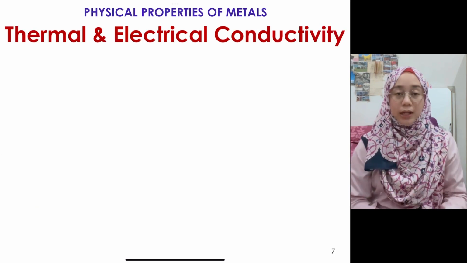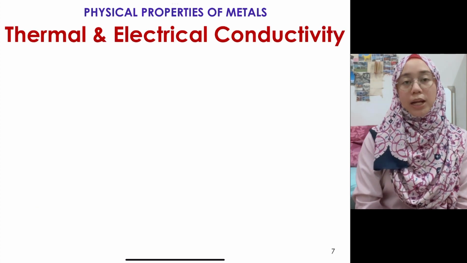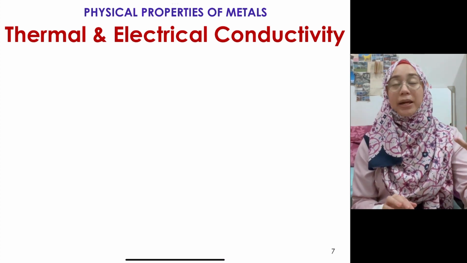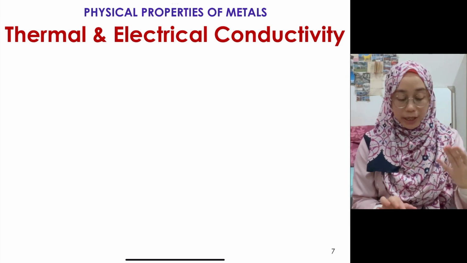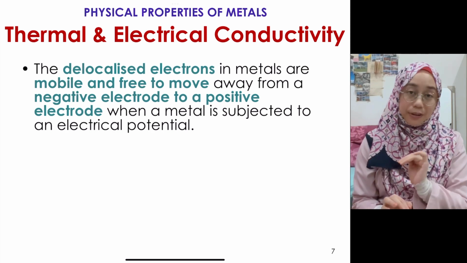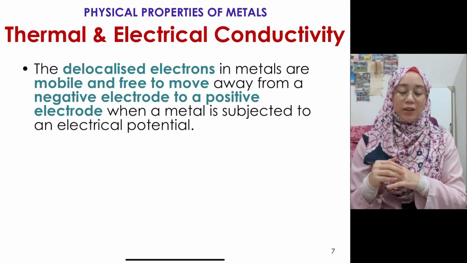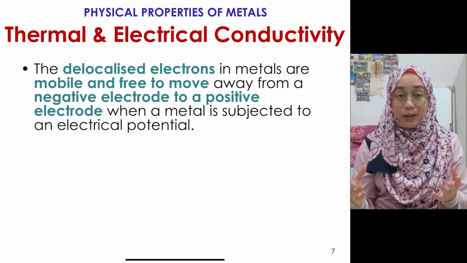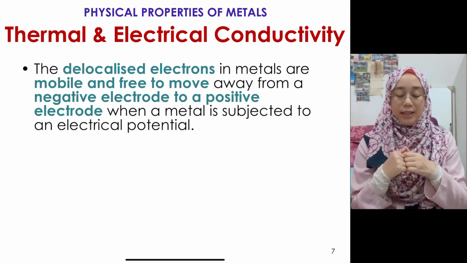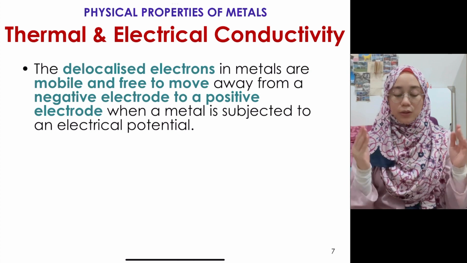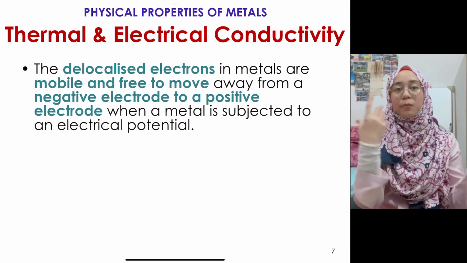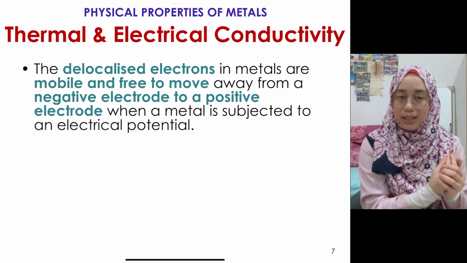Okay, and then the next one is in terms of conductivity of heat and also electricity. So thermal here means heat. So how exactly can metal conduct electricity or heat? One thing you should know, and I think you should know by now, is that electrons like to move around, right? The delocalized electrons in metal are mobile and free to move from the negative electrode to a positive electrode, if we have two electrodes, when a metal is subjected to an electrical potential. Since they can move around between negative and positive, that is what allows the metal to conduct electricity.